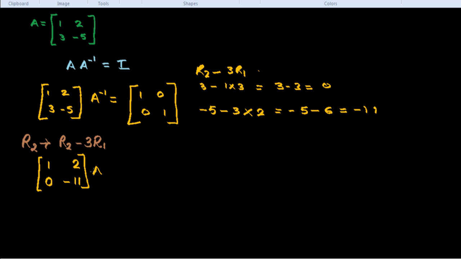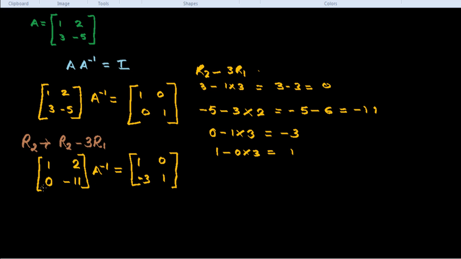Okay, A inverse is already there, and the same operation we have to do here. If we multiply anything with 0, R2 is already 0 here. R1 we are multiplying by 3, so we get minus 3 here. Oh sorry, it is 1 0 already, sorry, so it is 1, 0, minus 3. Now here it is 1 minus 0 into 3, it is 1 already, there is no change. In this way we have got this 1 0.